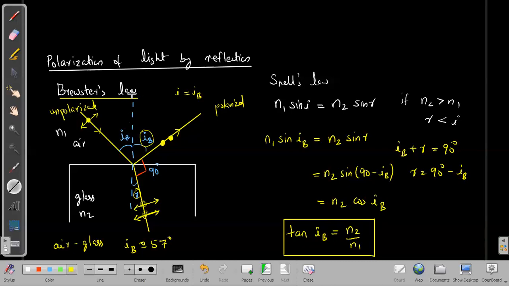Brewster's law can be used to produce polarized light by reflection. If you incident a light on any interface at its Brewster's angle, then the reflected light would be completely polarized. The reflected light will contain only S polarization. Here, this dot is called S polarization.